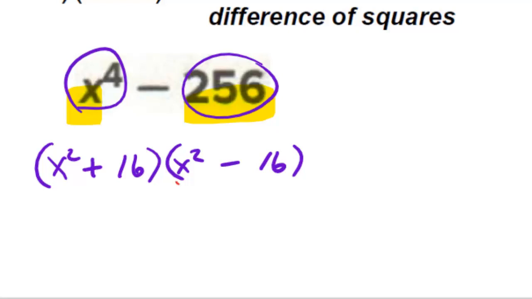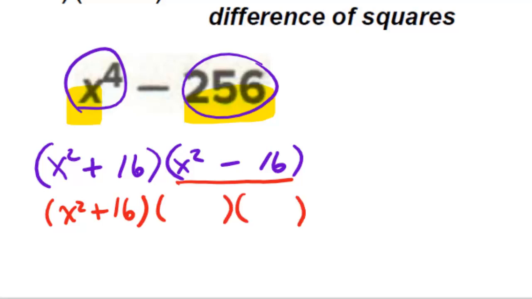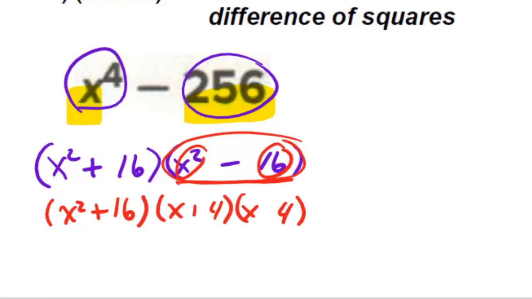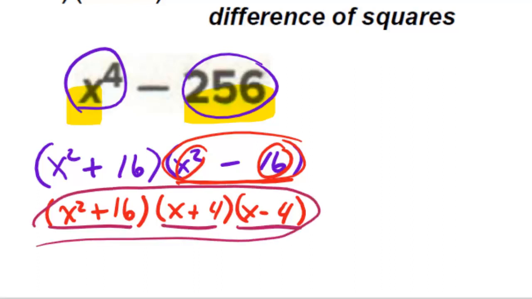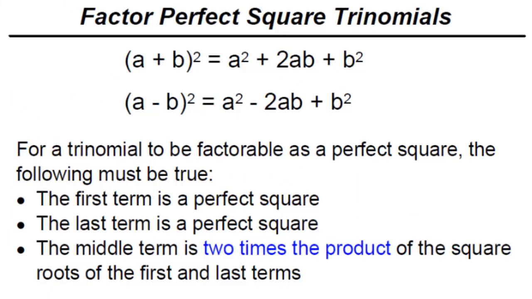But what we need to realize is after doing that, I have another difference of squares right there. So I want to bring down my x squared plus 16. Then I'm going to set up two more sets of parentheses to factor out this remaining difference of squares. The square root of x squared is x. The square root of 16 is 4. To make a minus in the middle, I need one plus and one minus. So in this problem, we end up having three binomial factors instead of two. This is fully factored.